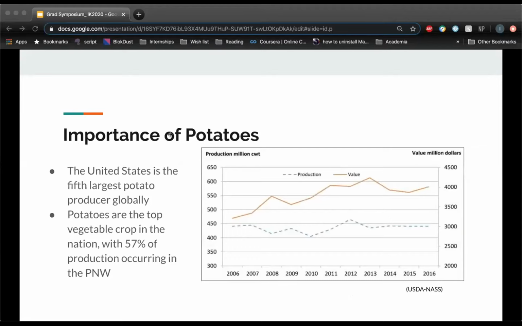So my research here revolves around potatoes. The United States is the fifth largest potato producer globally, with potatoes being the top vegetable crop in the nation. And out of that, 57% of production occurs in the Pacific Northwest. The Pacific Northwest is good for potato production for multiple reasons. It's got a long growing season, good light intensity during that growing season, sandy soil with good drainage, warm days with cool nights, and access to water from major rivers.